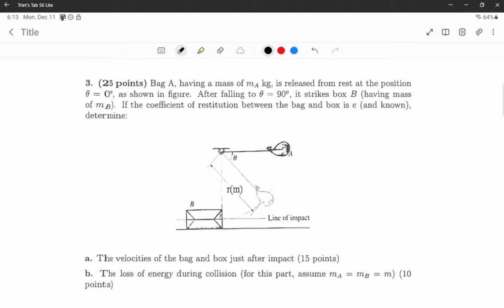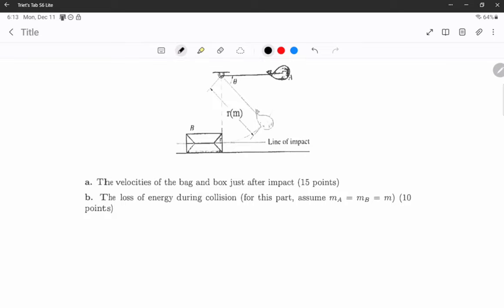Now, to solve this problem, we're gonna have two stages. The first stage is right before the impact, where we use energy conservation. The second stage is the collision.